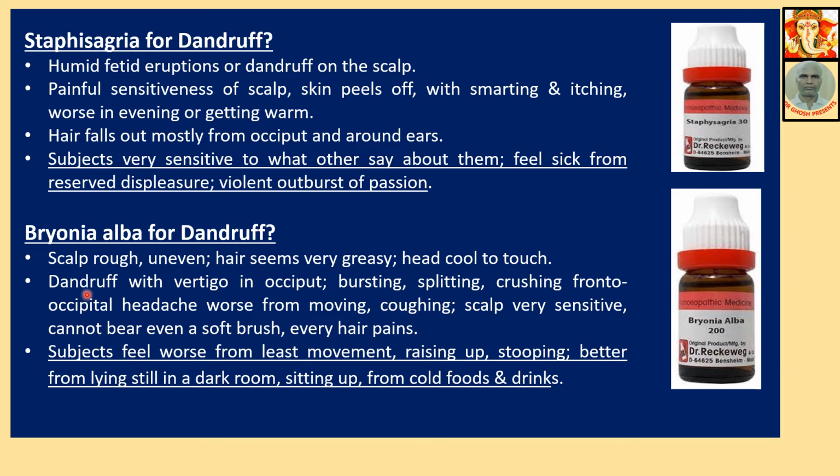Bryonia alba for dandruff. Scalp rough, uneven. Hair seems very greasy. Head cool to touch. Dandruff with vertigo in occiput. Bursting, splitting, crushing. Front-to-occipital headache worse from moving, coughing. Scalp very sensitive. Cannot bear even a soft brush, even hair pains. Even every hair pains.